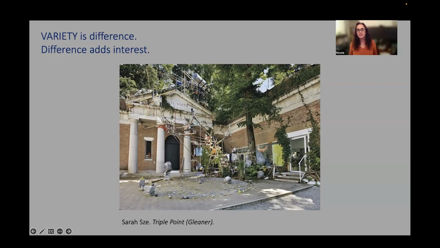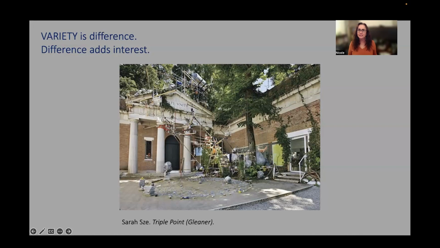This is an outdoor installation by the artist Sarah Z. It's called Triple Point, and it is an example of extreme variety. She uses all sorts of materials. There's stones, aluminum tubing, rectangular panels across the facade of the building, as well as on the ground before it and in the air above it.